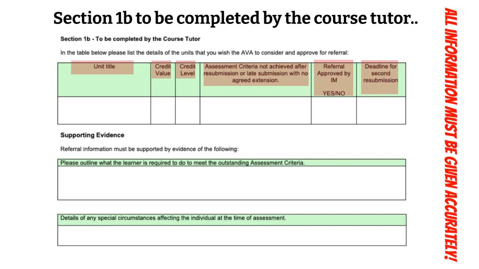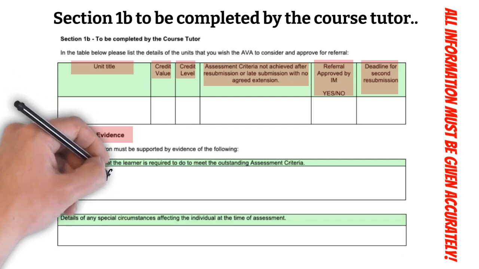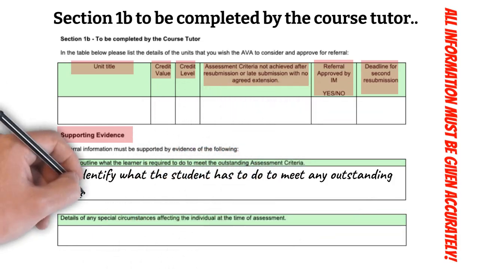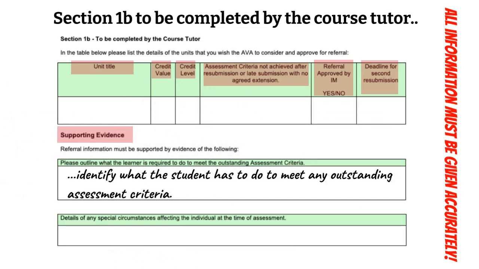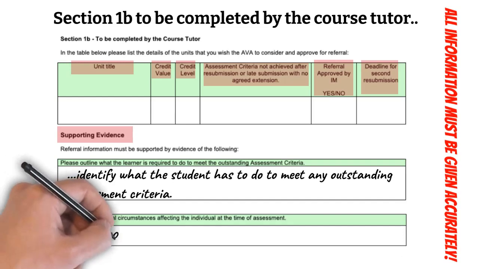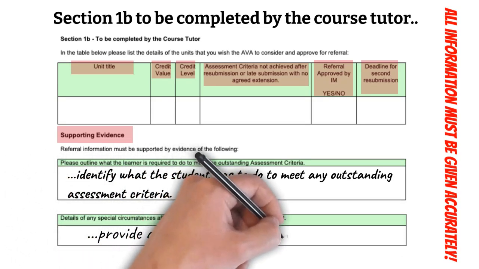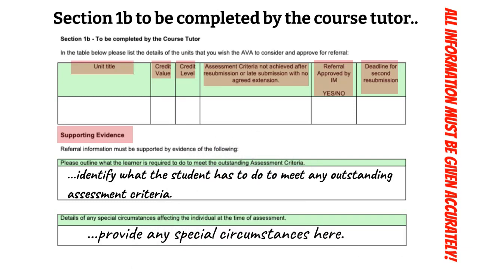In order for a fully informed decision to be made by the AVA, it's absolutely critical that the supporting evidence section is completed in as much detail as possible. First, it's important to identify what the student has to do to meet the outstanding assessment criteria. Second, details of any special circumstances affecting the student at the time of the assessment should be provided. Again, details are very important so that the correct decisions are made and the student is not disadvantaged.